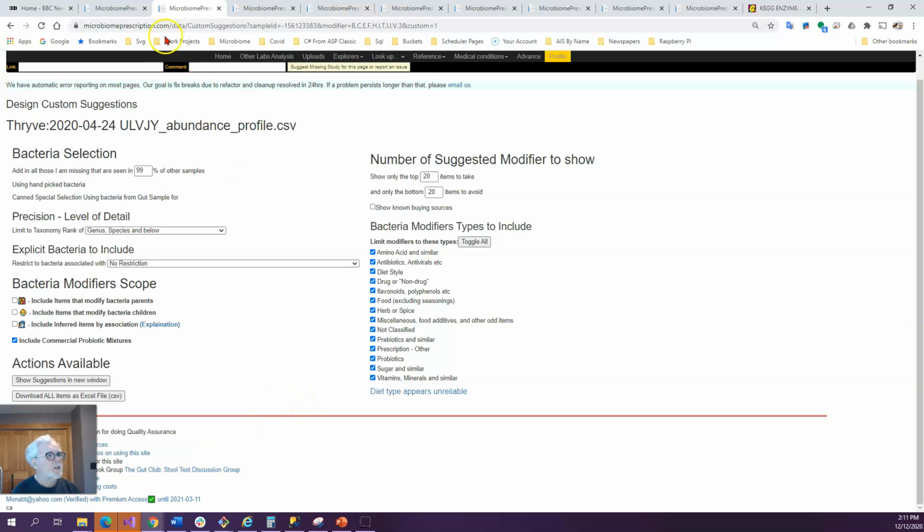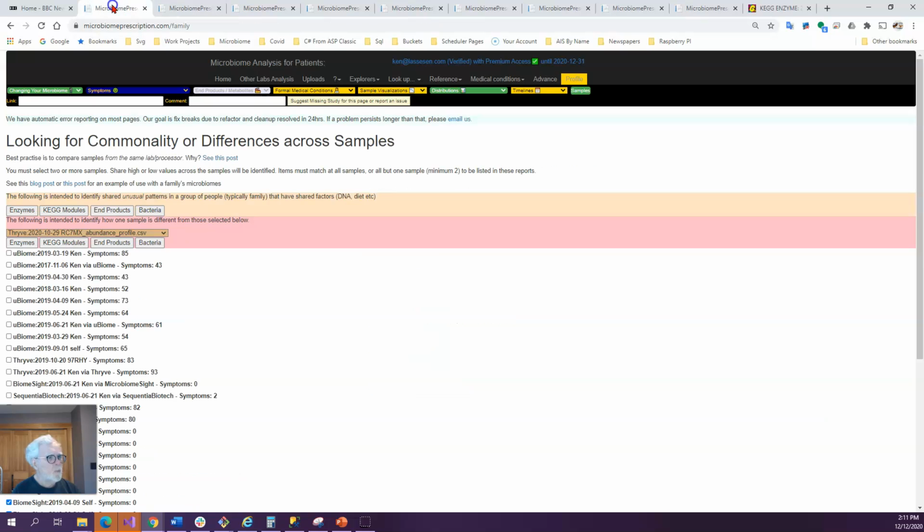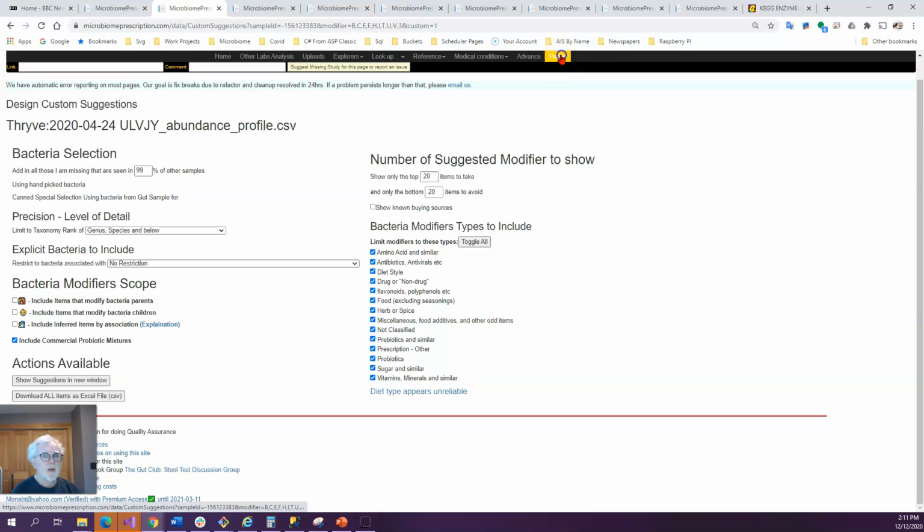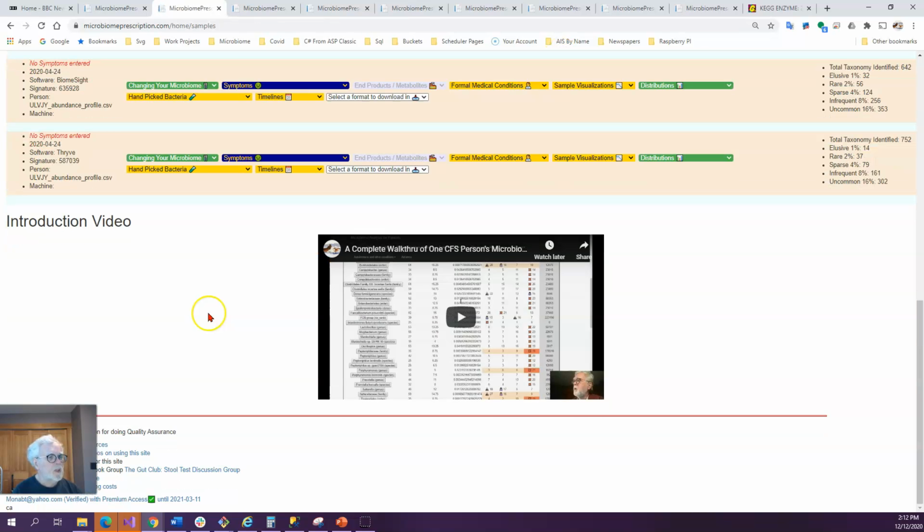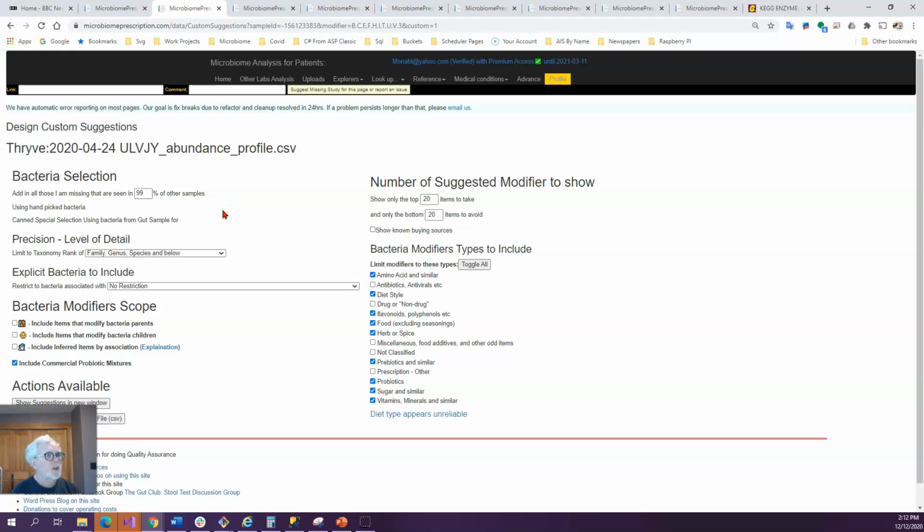custom bacteria suggestion there. Let me go back and just double check to make sure I had done the right button. It should be handpicked bacteria and handpicked bacteria suggestion. Yeah, design custom suggestions. So that's the result. And again, there's a lot of choices. Mix and match your own preferences for what is or isn't important.